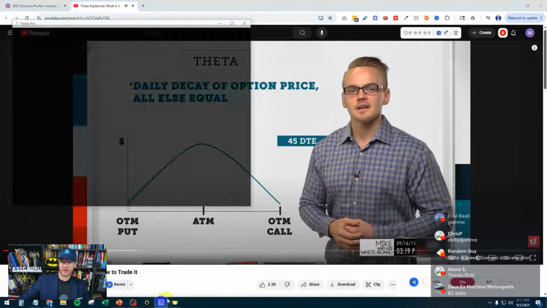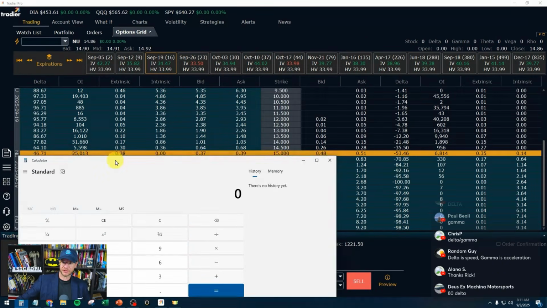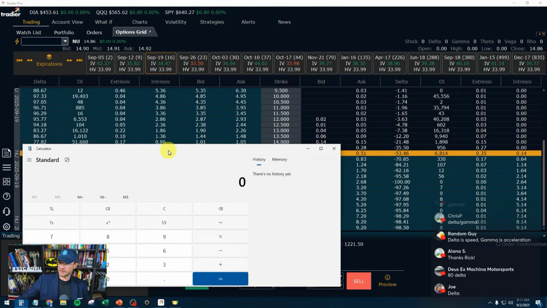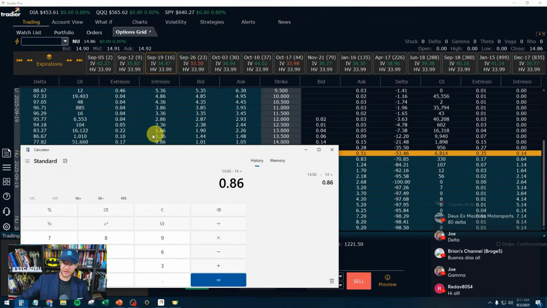Okay, let's talk about this real quick. Let's talk about intrinsic and extrinsic. Intrinsic is the calculation of the current price of the stock minus your strike price. I didn't pick this one for any particular reason, it was just whatever I had looked at last time. In this case, $14.86 minus the $14 strike price. So 14.86 minus 14 gives you 86 cents in intrinsic value. We know that for sure, hands down, no matter what. This will always be the same. Intrinsic value is the current price minus your strike.